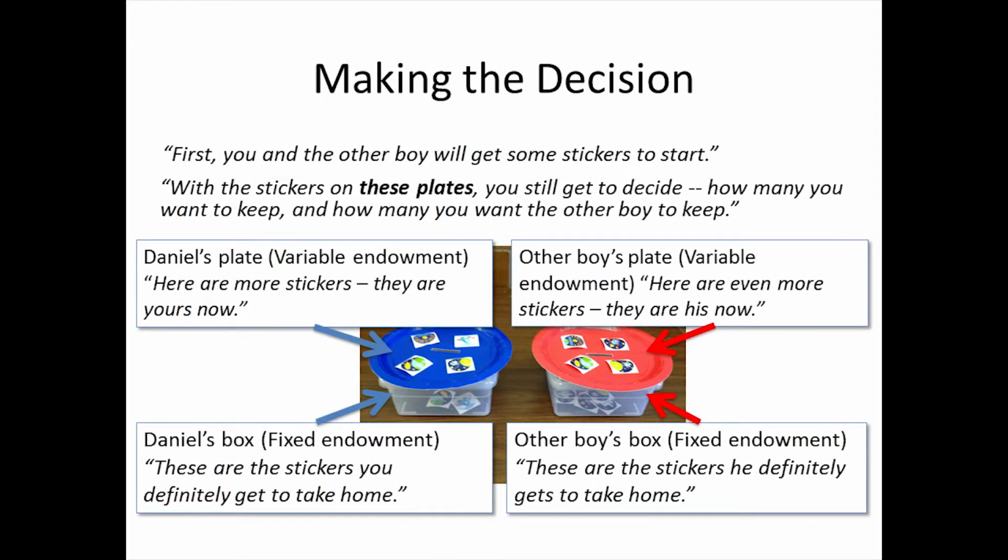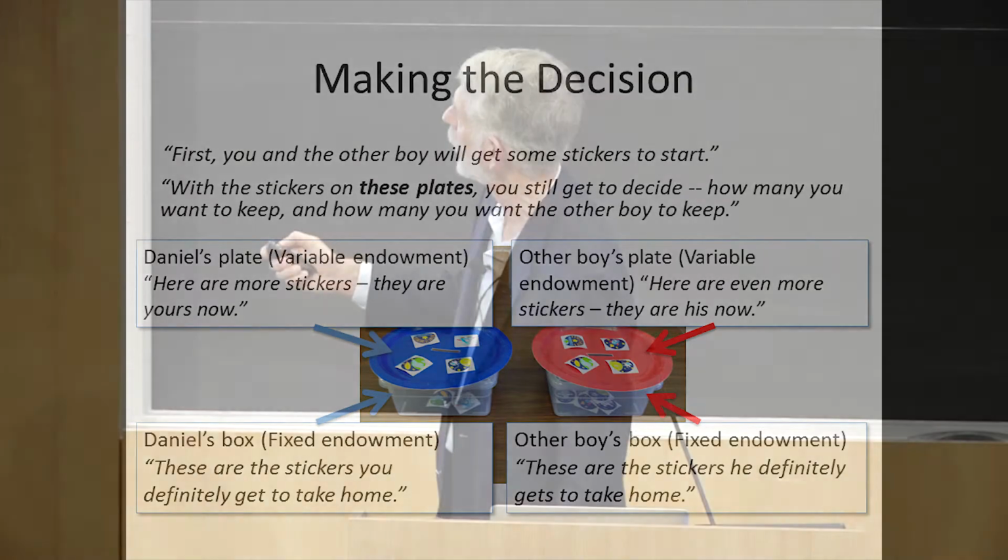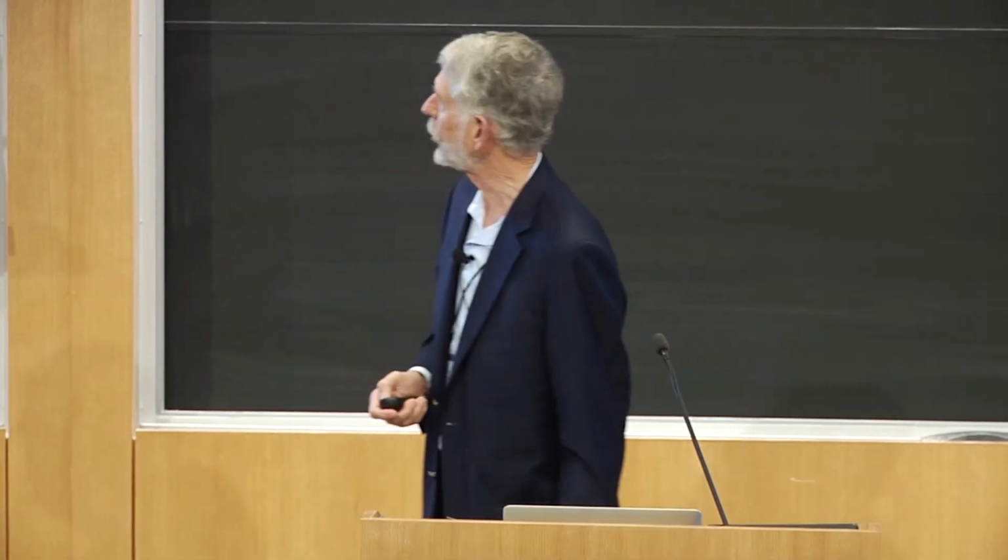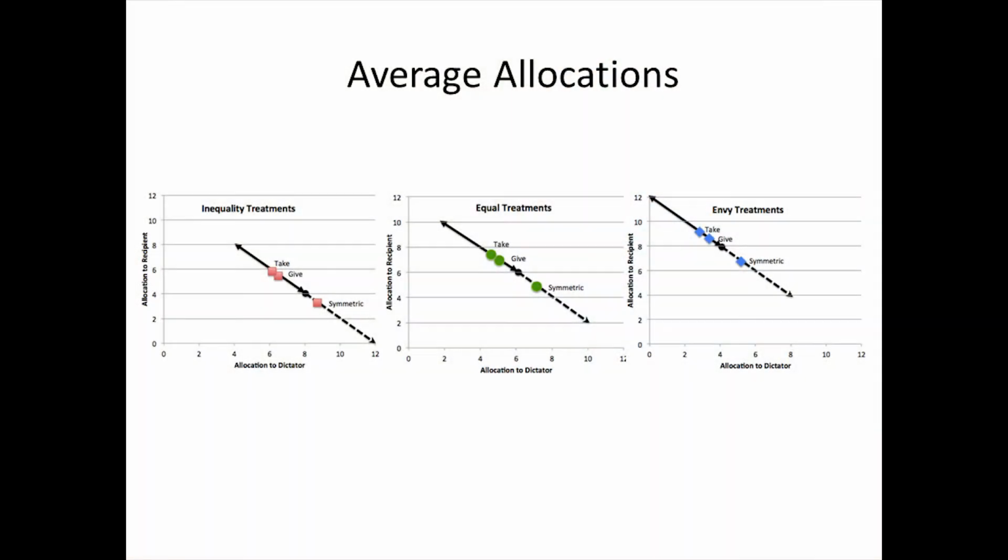Here's this really cool stuff about how you do it with the kids, but I don't begin to have time to talk about that. Okay, the results for take only is the highest point, give next, symmetric down here. Look at that, that's just what adult data looks like. Okay, these kids this young do this.